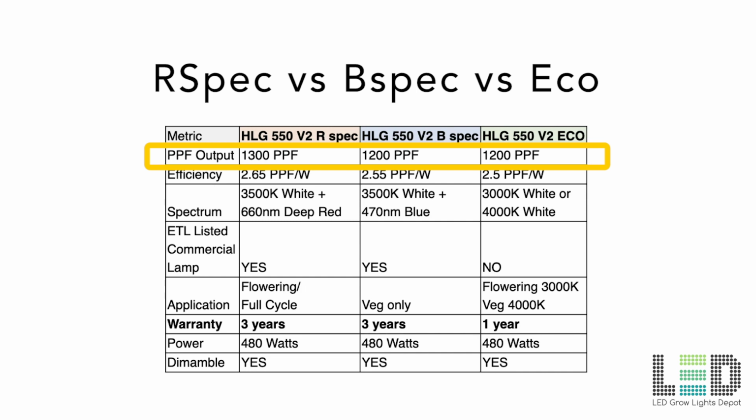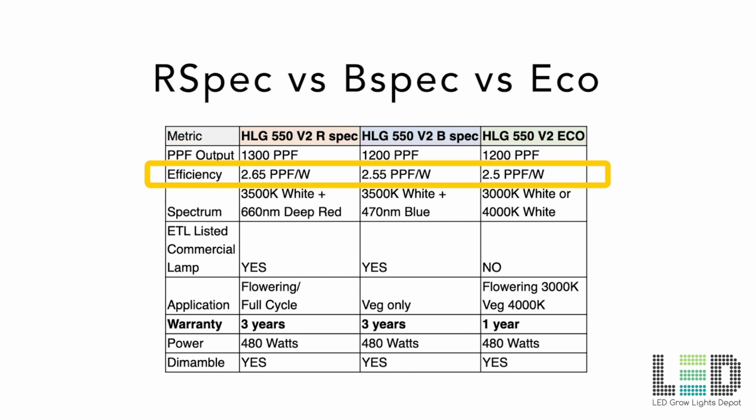In comparison, the Rspec, HLG's full cycle or flowering lamp, exudes 1,257 micromoles per second of light, and the Bspec, HLG's veg spectrum lamp, 1,175 micromoles per second of light. Overall, at this time of the review, the Eco puts out about 10% less light compared to the Rspec, and about 3% less light compared to the Bspec.